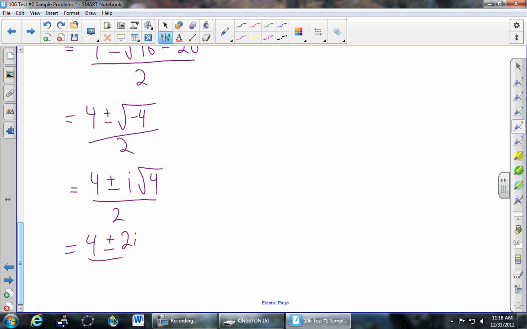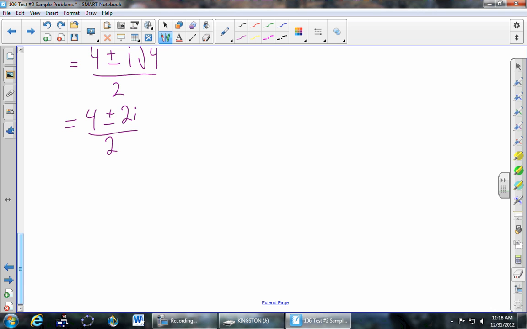It's a 2. And normally you'd stop there, but in this case, if we split this up into 2 fractions, we'll be able to reduce each of them. So let's do that. So 2 fractions with a 2 in the denominator of each. 4 plus or minus 2i. And then finally, 4 over 2 is just 2. 2i over 2 is just i. 2 plus or minus i are the 2 answers.